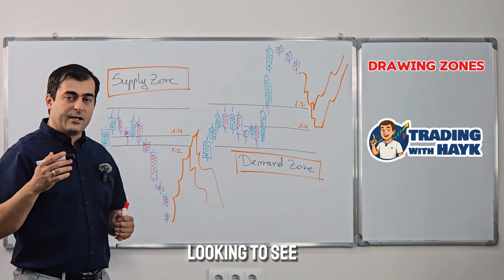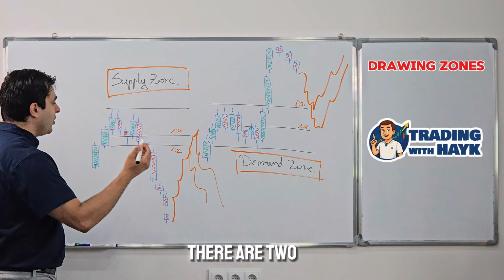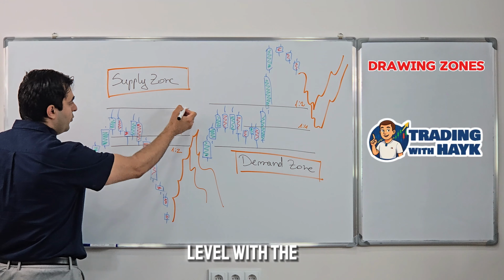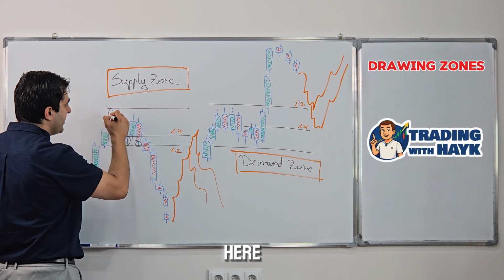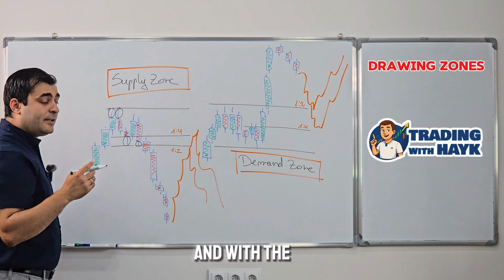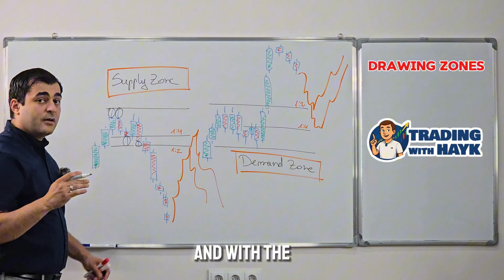What we are looking to see here, there are two options. The supply level with the tails, okay? So as you can see, the tails here, here, and with the bodies, which can be here the body, right, and here the body. Normally the way I approach is the following. When I have to put the stop loss, I always take the tails and I put it about here.